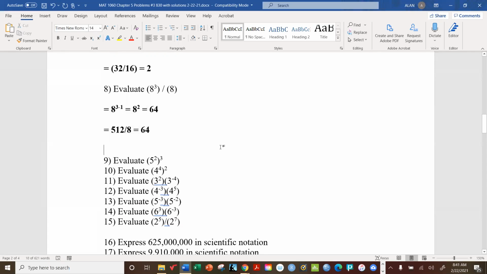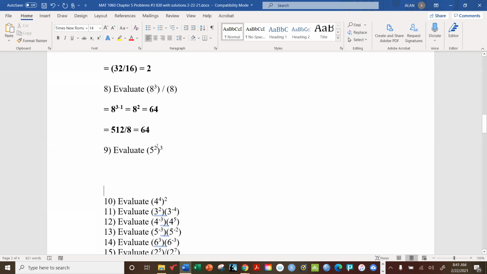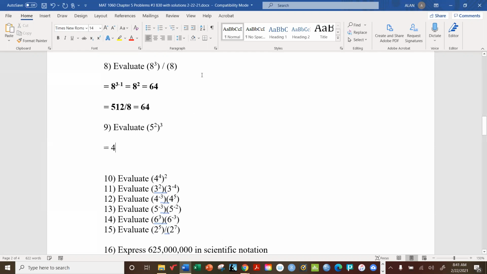Okay, now some tricky ones. Now look at these. This one in particular, if you notice, is not the product rule and it is not the quotient rule. This is the so-called power rule because the 3 is on the outside. So what you've actually got here is 5, and the exponent is not 2 plus 3, it's 2 times 3. Okay, so you've got 5 to the 6th power, which is equal to 15,625.